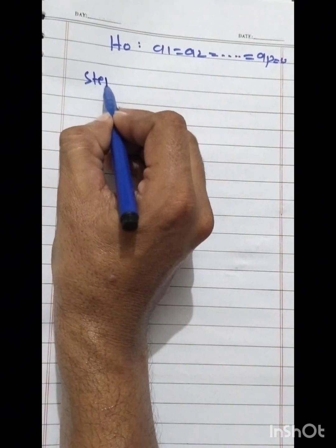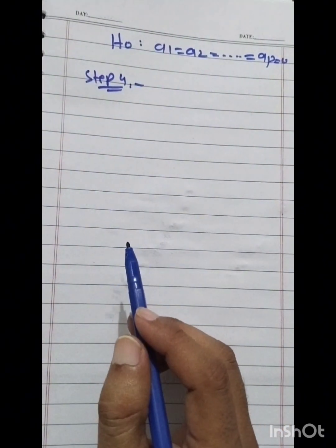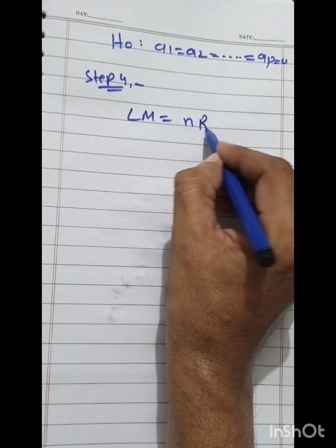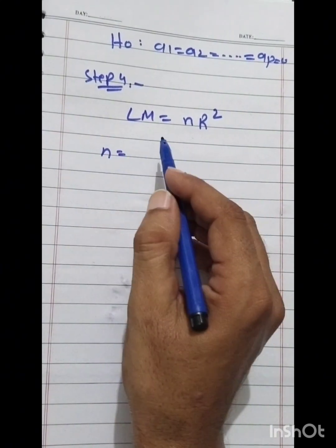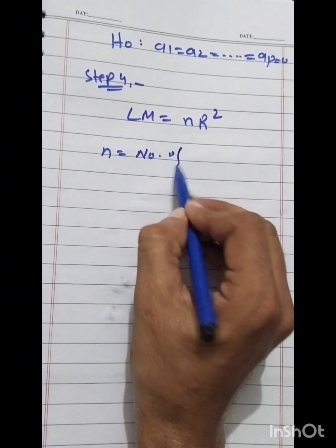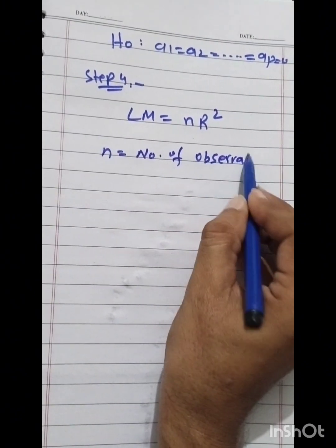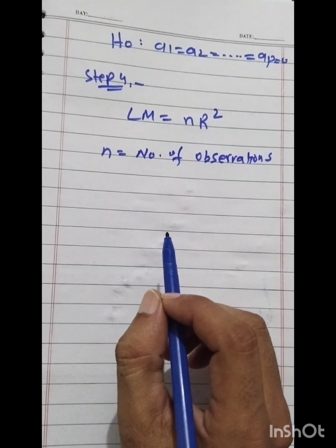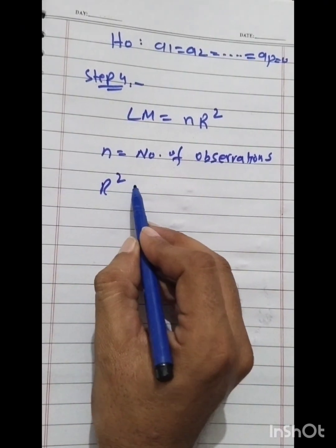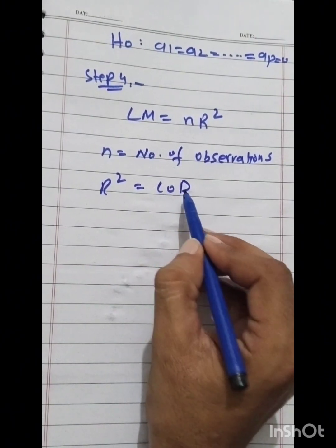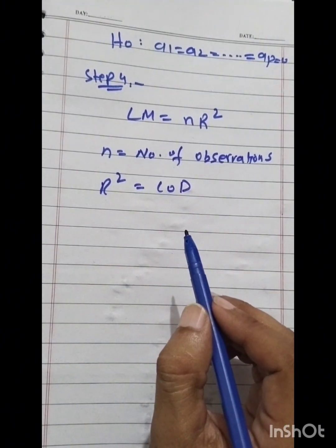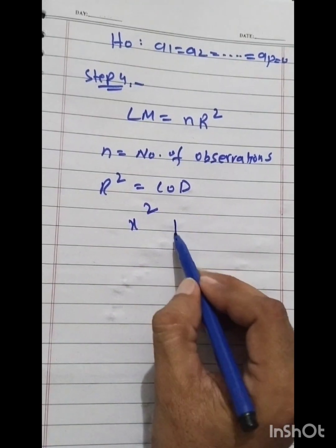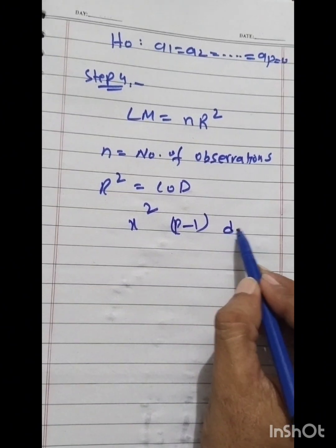Final step, which is step 4 of this test, is that we will compute the LM, Lagrangian multiplier, that is equal to nR square, where n is equal to the number of observations used in order to estimate the auxiliary regression in step 2, and R square is the coefficient of determination of this regression model. The LM statistic follows the chi-square distribution with rho minus 1 degrees of freedom.